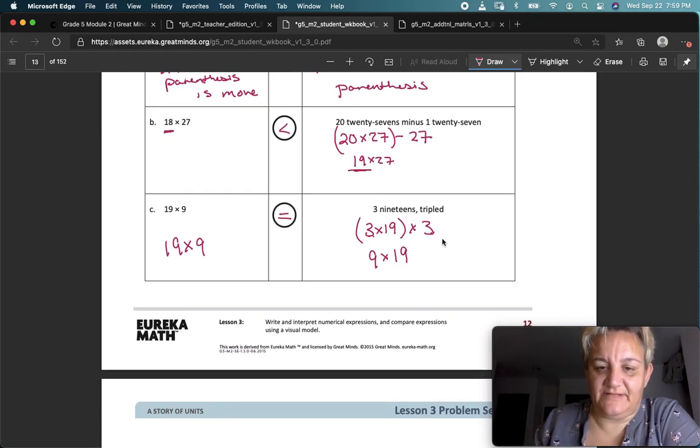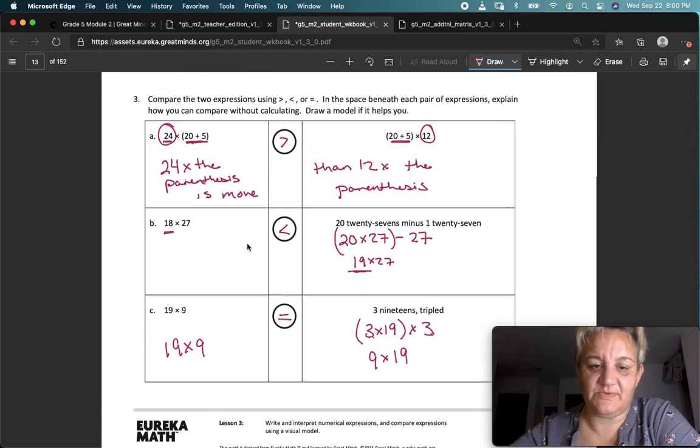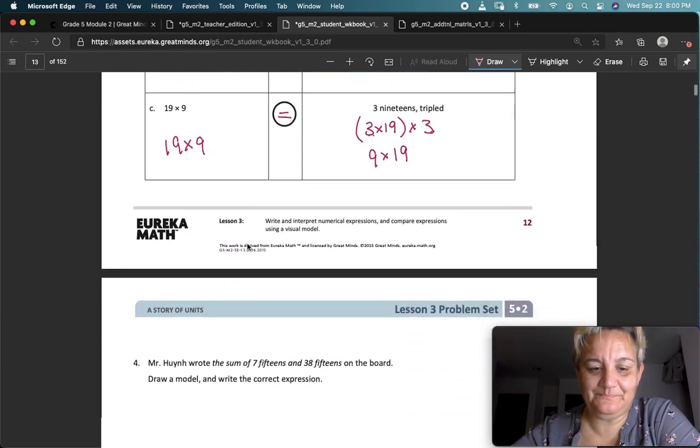But read those carefully. Tripled means times 3, and 3 19s would be 3 times 19. But 3 times 3 is 9, so 9 times 19 and 19 times 9 are the same. And I don't have to solve those expressions to know which one is greater than, which one is less than, and which one is equal to.